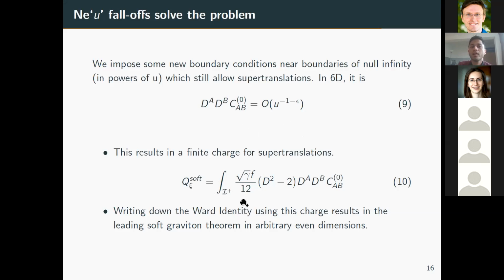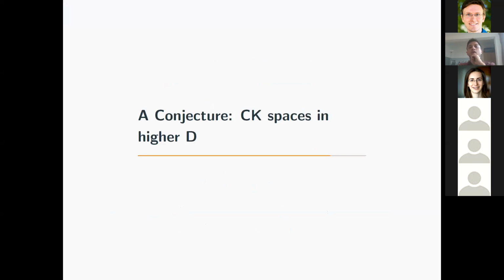Now, if you write the Ward identity associated with this soft charge, you get precisely the leading soft graviton theorem in higher even dimensions, for 6 dimensions in this particular case. Now, how do we actually interpret these boundary conditions, these U fall-offs?